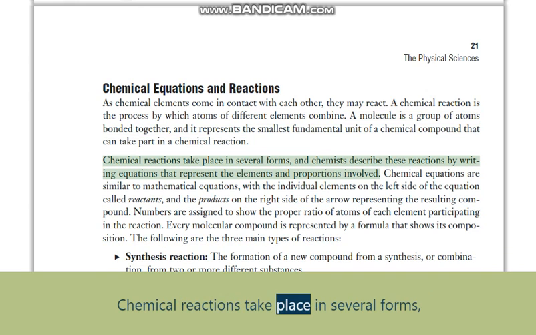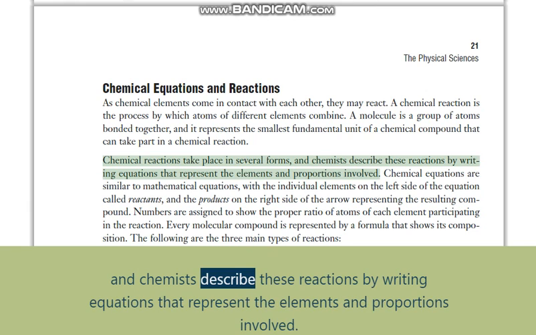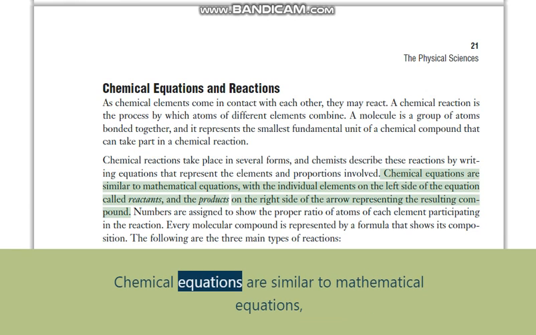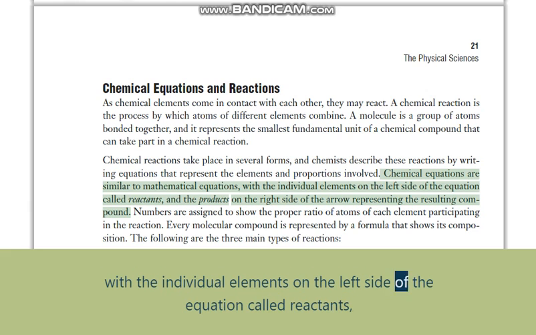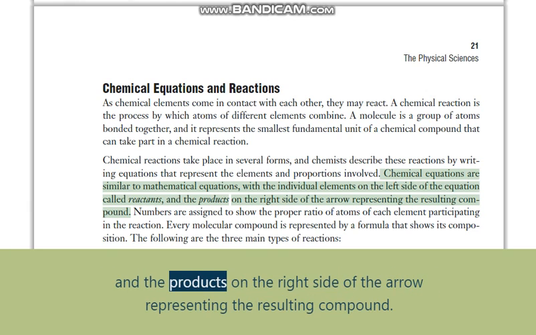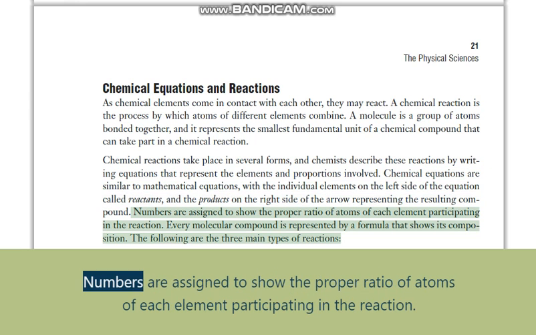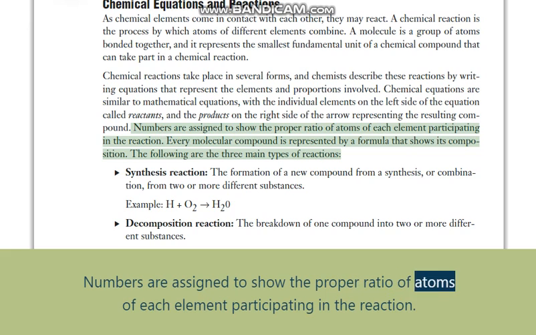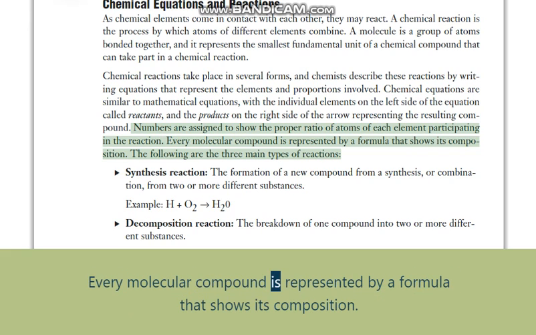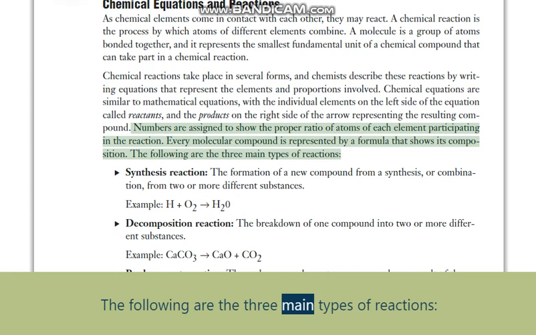Chemical reactions take place in several forms, and chemists describe these reactions by writing equations that represent the elements and proportions involved. Chemical equations are similar to mathematical equations, with the individual elements on the left side of the equation called reactants, and the products on the right side of the arrow representing the resulting compound. Numbers are assigned to show the proper ratio of atoms of each element participating in the reaction. Every molecular compound is represented by a formula that shows its composition. The following are the three main types of reactions.